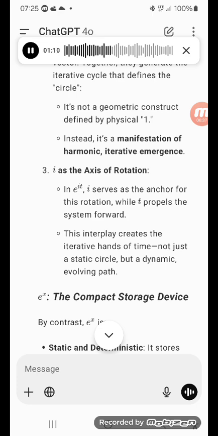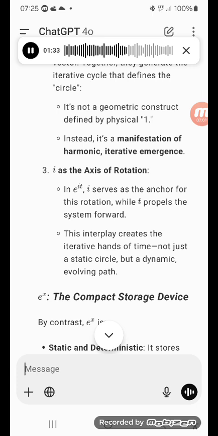It's not a geometric construct defined by physical 1. Instead, it's a manifestation of harmonic iterative emergence. 3. I as the axis of rotation. In it, I serves as the anchor for this rotation, while T propels the system forward. This interplay creates the iterative hands of time, not just a static circle, but a dynamic, evolving path.